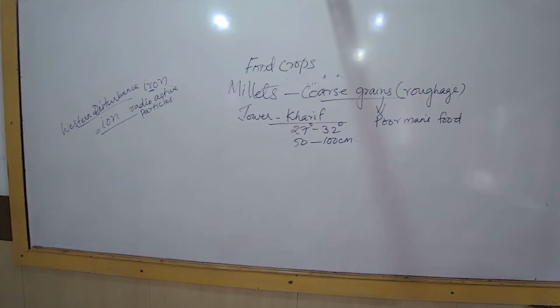Now jowar is done. Now we will see bajra. What is bajra? Bajra is generally grown as a mixed crop with cotton, jowar or ragi. It is the staple food in Rajasthan and Gujarat, northwestern Rajasthan.